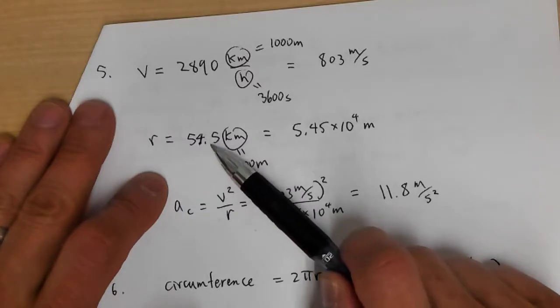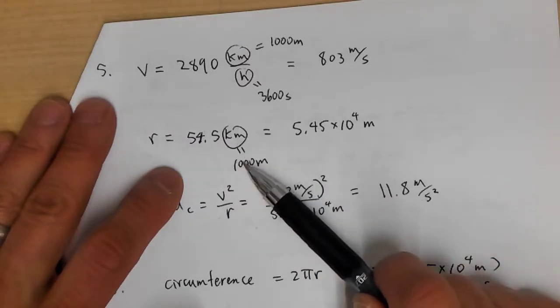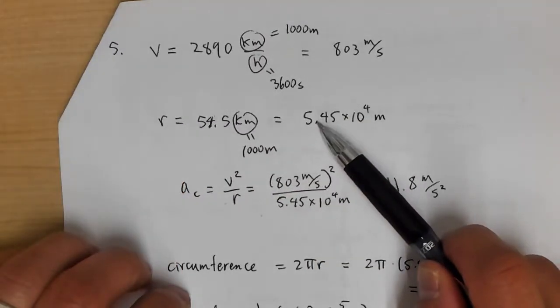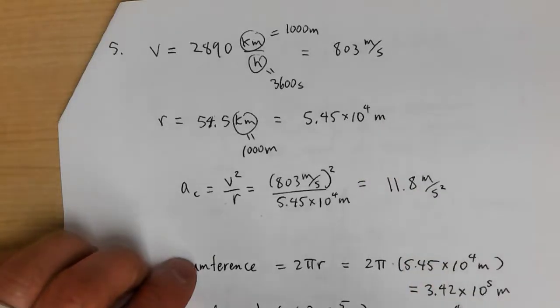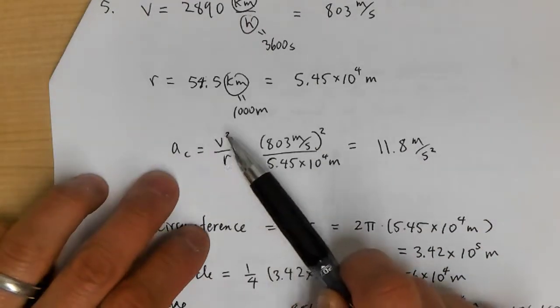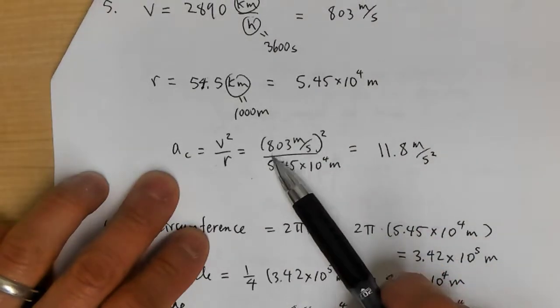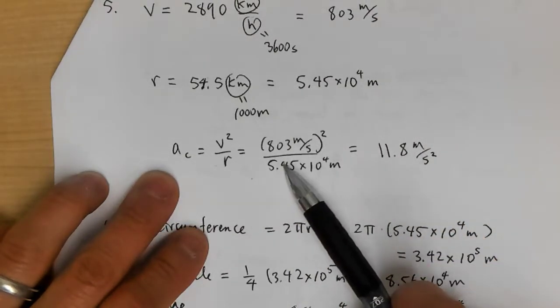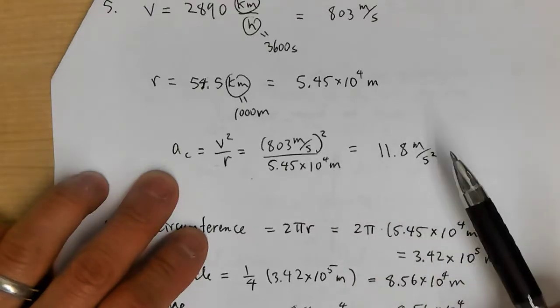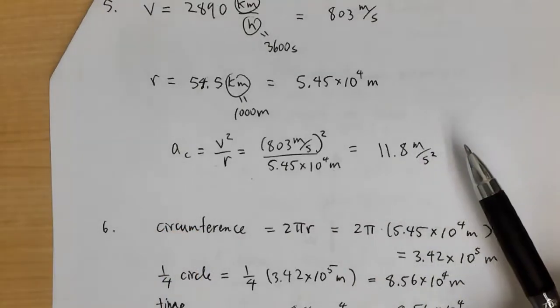The radius is 54.5 kilometers. A kilometer is 1,000 meters, so we get 5.45 times 10 to the 4th meters. And the centripetal acceleration is v squared over r. That's 803 meters per second squared divided by r, which is 5.45 times 10 to the 4th meters. So we get 11.8 meters per second squared.